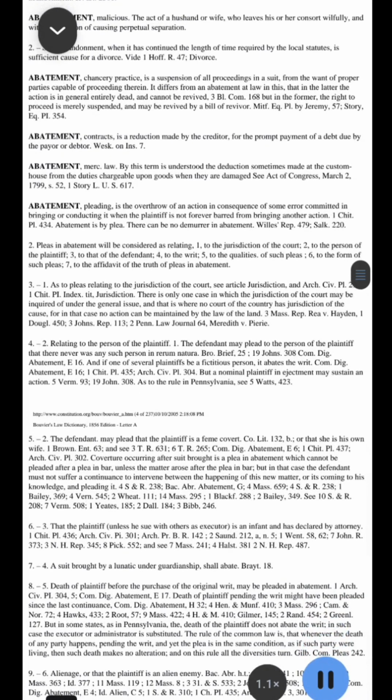http://www.constitution.org/bouv/bouvier_a.htm 3 of 237, the 10th of October 2005, 2 hours 18 minutes and 8 seconds p.m. Bouvier's Law Dictionary, 1856 edition.